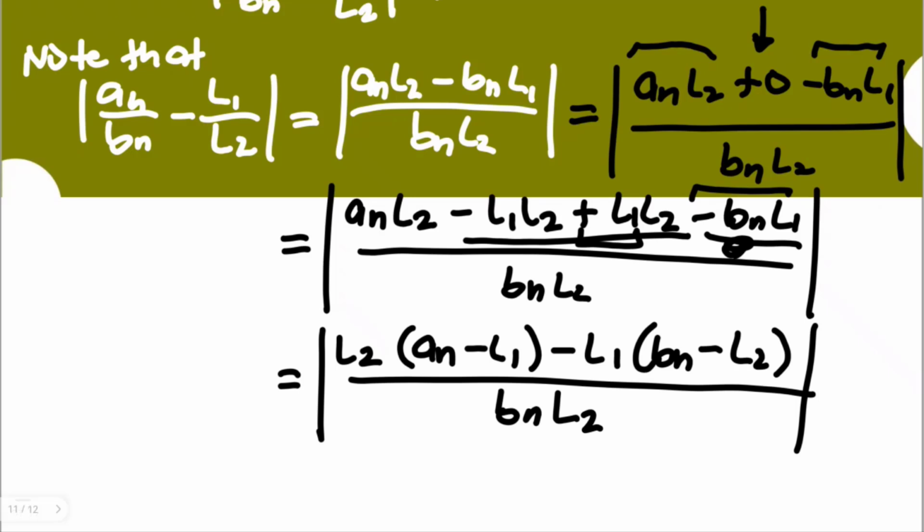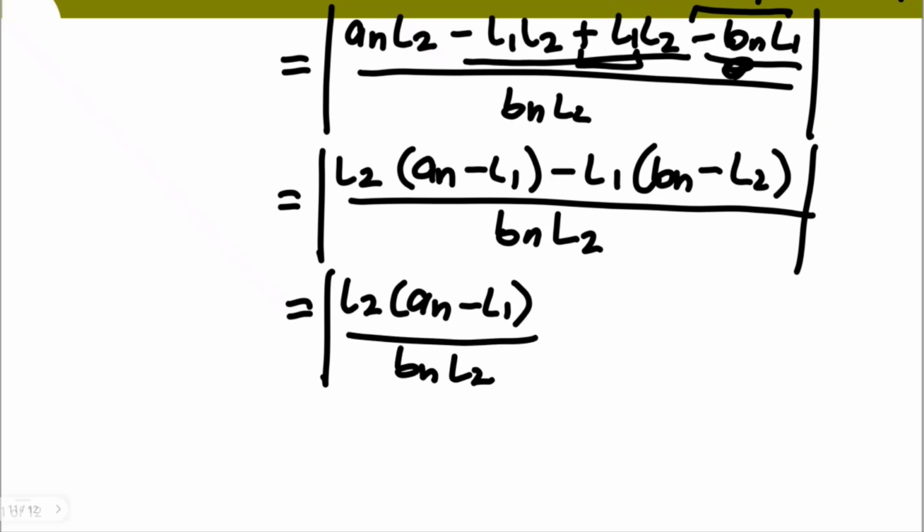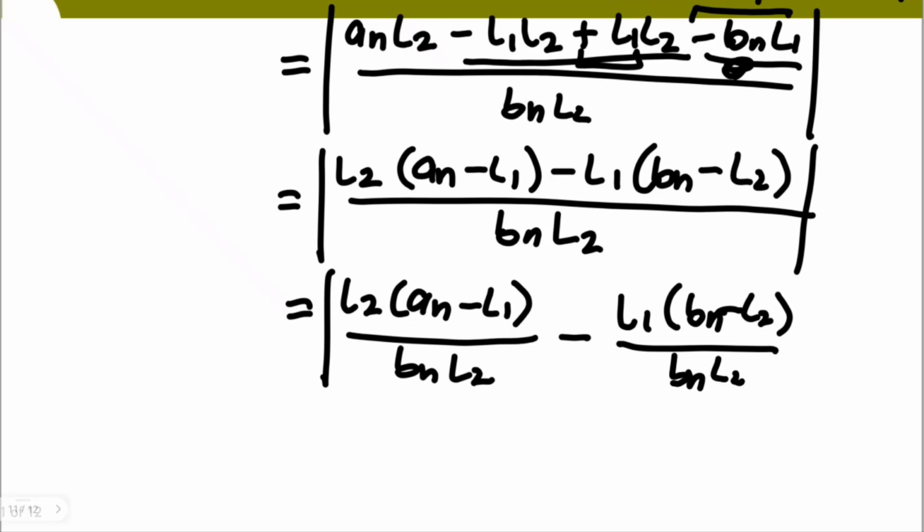Okay. Now, once I have this, I can now break this into two different forms. You have the absolute value of L sub 2 times A sub n minus L sub 1 over B sub n L sub 2 without canceling that, okay? Without removing that in the meantime. They have here minus L sub 1 B sub n minus L sub 2 over B sub n L sub 2. Okay? I'm not going to cancel that so that my denominators will be the same.